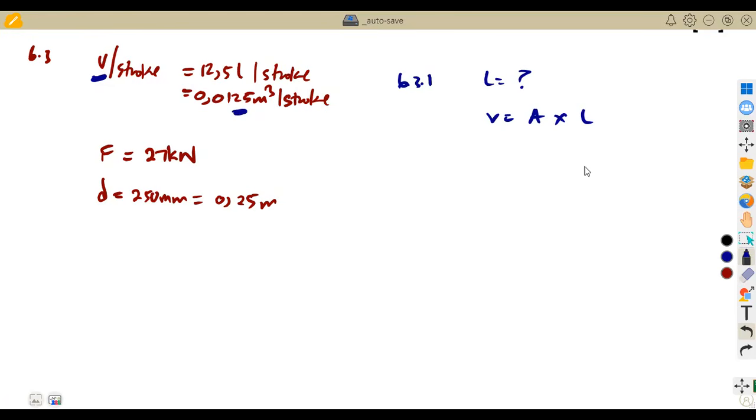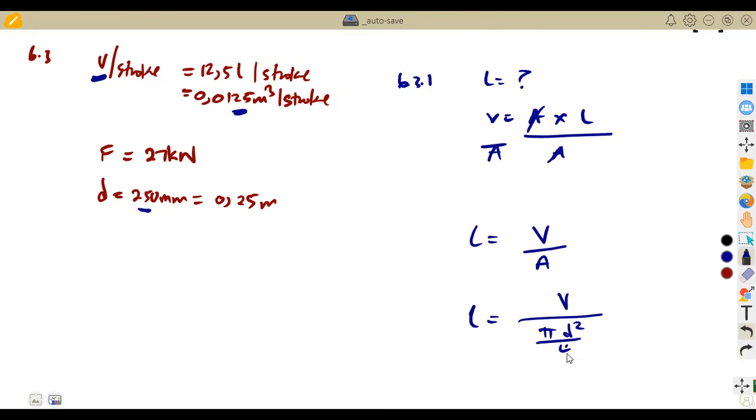So we can apply this concept because we know the volume and we can calculate the area from the diameter. That means we can make L the subject, just divide by A, because we want to calculate the stroke length. So you're going to divide by the area. Our stroke length is going to be given as the volume over the area, whereby our area is given by pi d squared over 4. So you're going to have V over pi d squared over 4. That's what we use to obtain the stroke length, whereby we have the volume in this case in cubic meters.